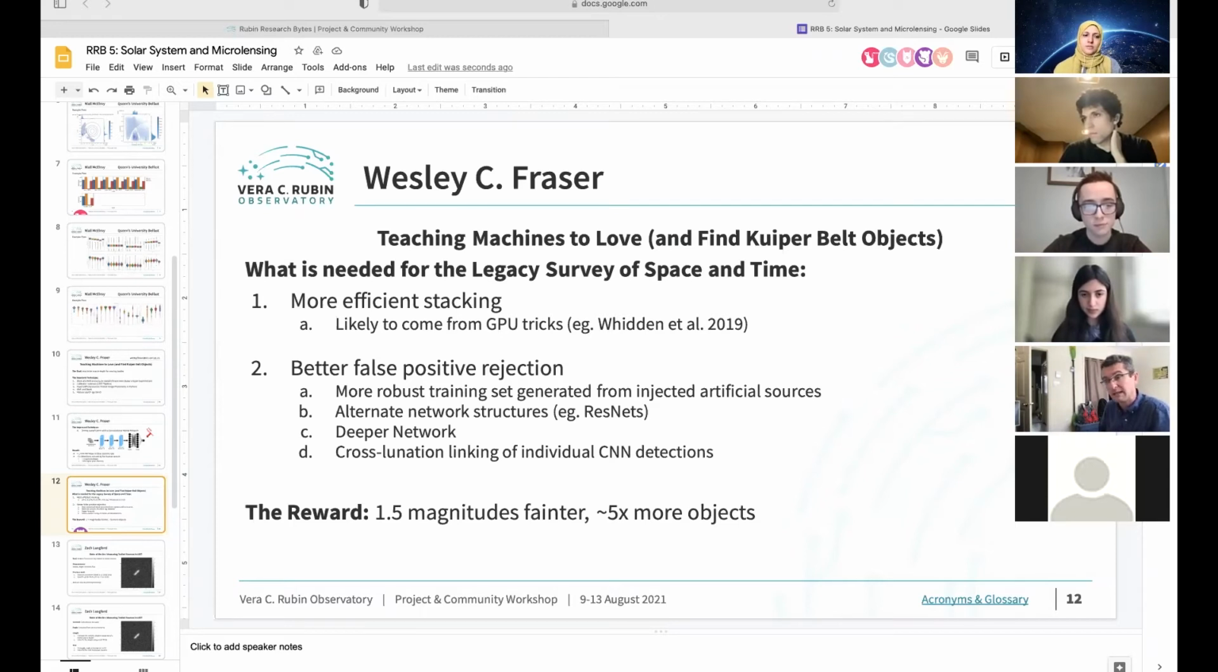We'll probably need better, more robust training sets and networks, like, for instance, a ResNet probably is a better choice than the standard sort of convolutional neural networks that I used. We'll probably also make use of cross-lunation linking to get this to work. But again, if we can pull that effort off, then we should expect basically 5 times more detections, at least for Kuiper belt objects, than we would from just the straight up LSST frames themselves. And so it's a worthwhile effort.